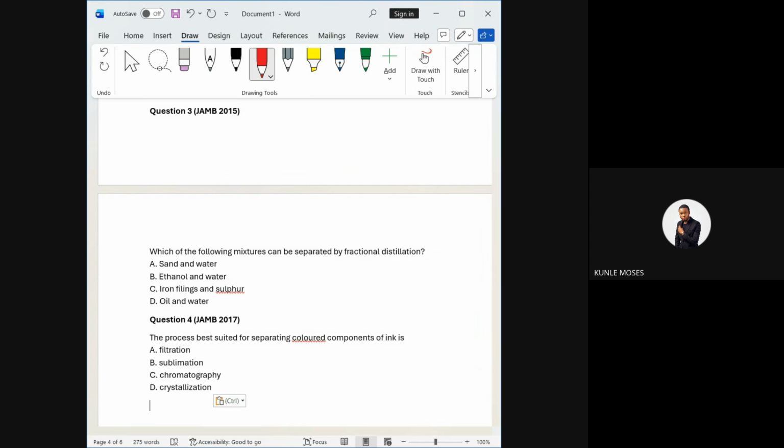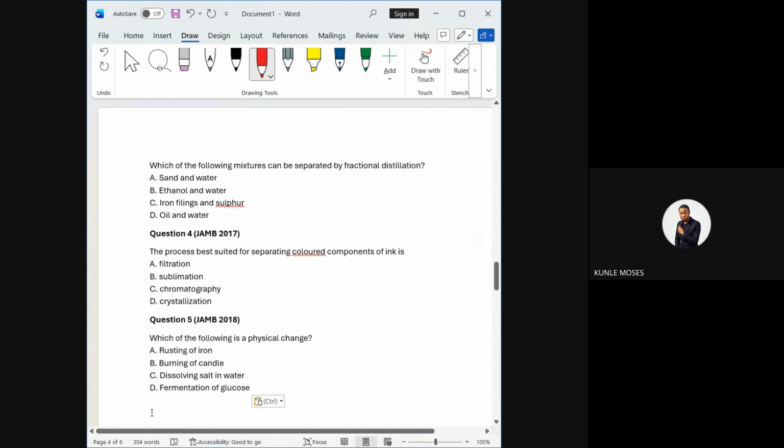Well, let's proceed. Let's do one more question. Others, go and look at past questions and treat every question under separation techniques. Any you don't know, you can bring it to the next class and we'll start from there. So Justice, over to you.